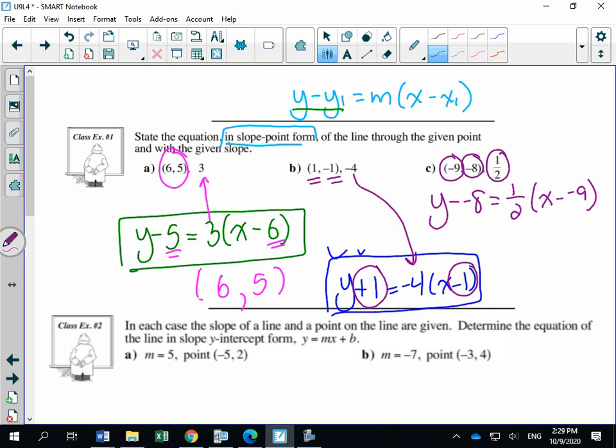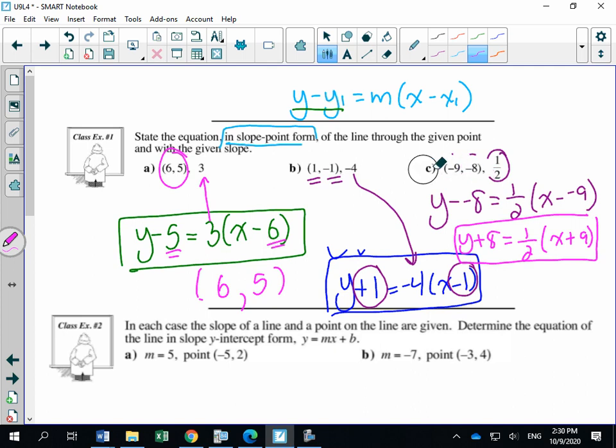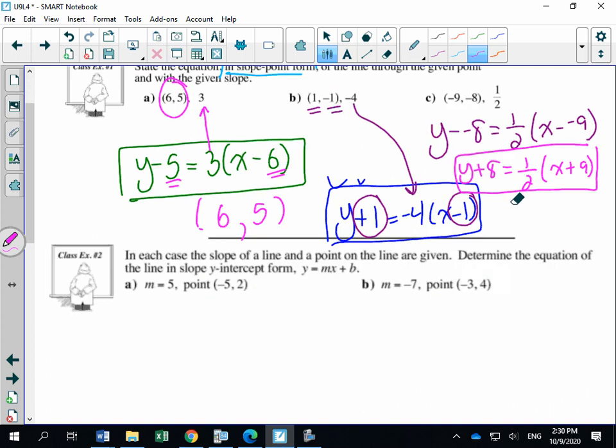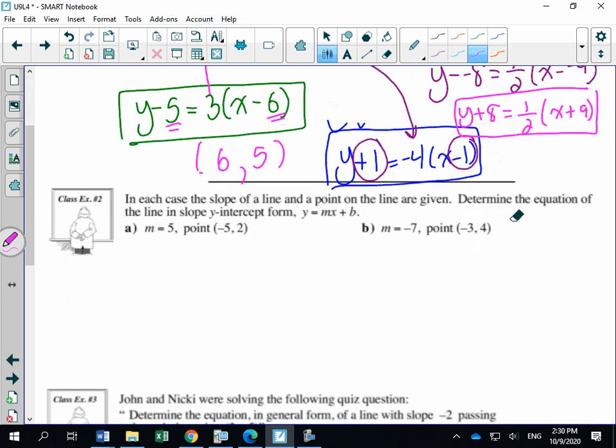Clean up what you can. 2 negatives always make a positive. So this would be y plus 8 is equal to 1/2, open bracket, x plus 9. And that is the equation of your line in slope point form. I could easily look at this and say my slope is 1/2, my point exists at -9, -8, which matches up here.